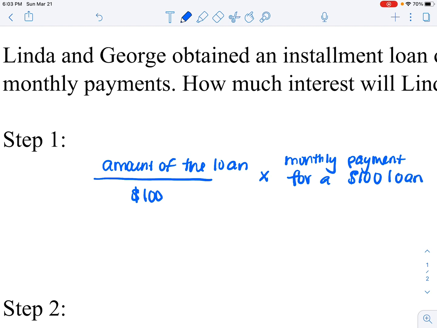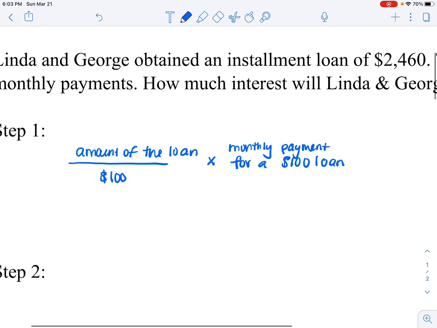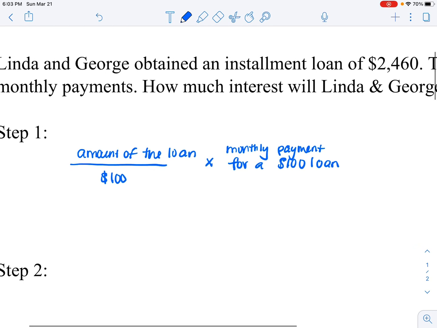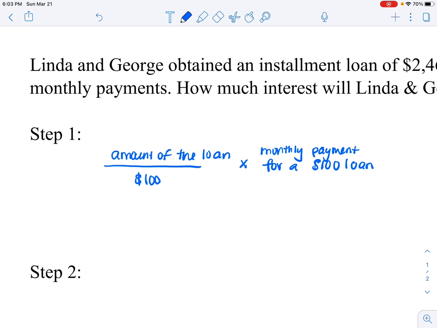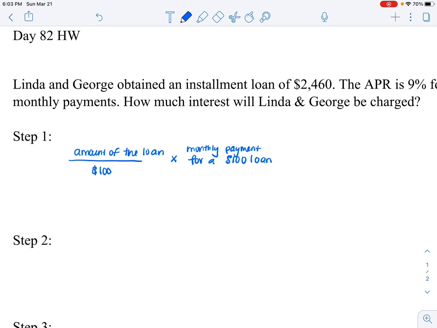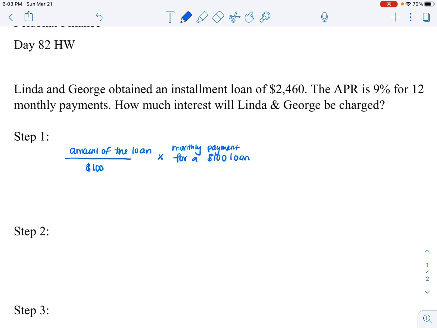So before we do that, let's start by filling in our formula with the information we do have. So we want to start by filling in the amount of the loan. So if we take a look at our word problem here, the amount of the loan is stated in the very first sentence, and it's $2,460. So that's going to go on top. And then we're going to divide all that by 100. Then whatever we get, we're going to multiply it by that number. Now that number, again, is not given to us.